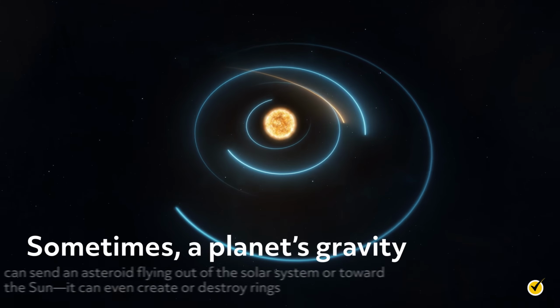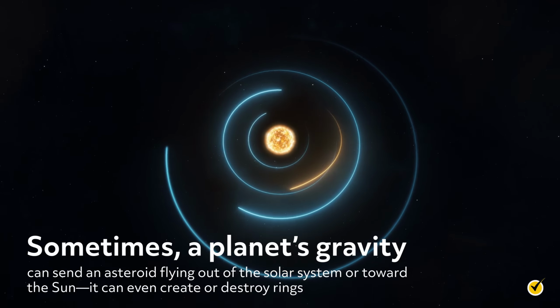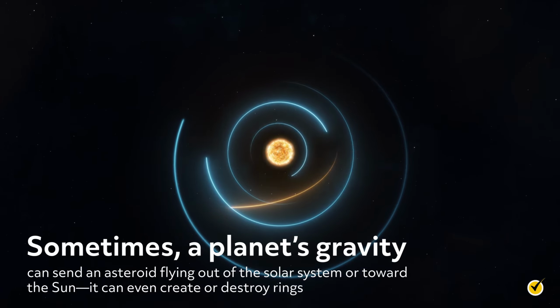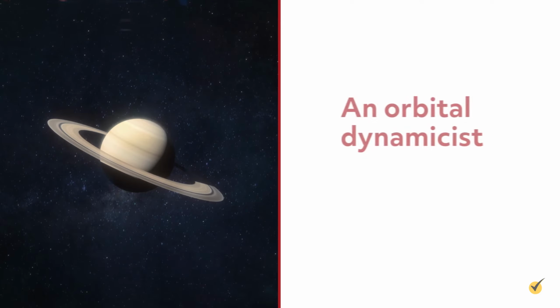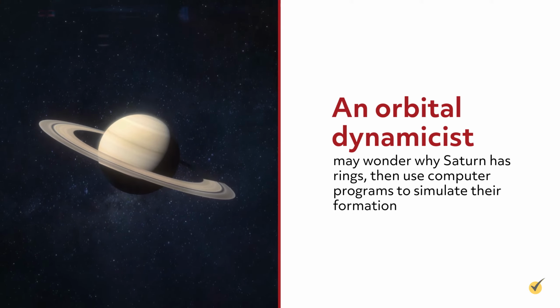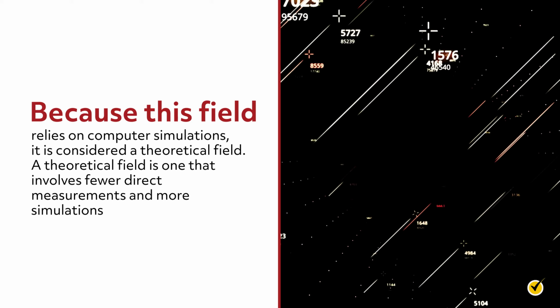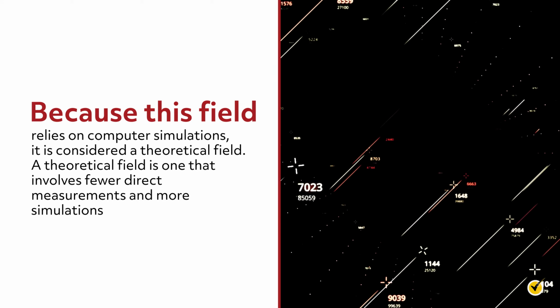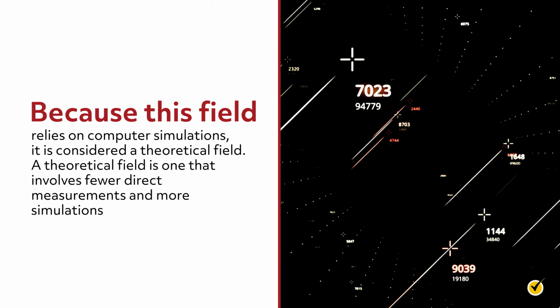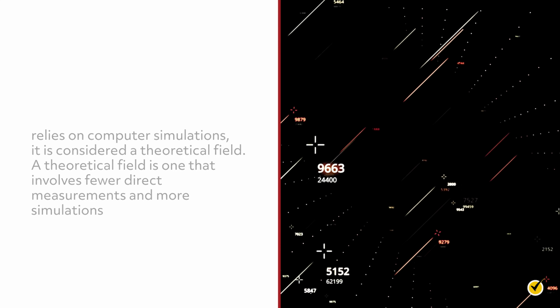Sometimes, a planet's gravity can send an asteroid flying out of the solar system or toward the Sun. It can even create or destroy rings. An orbital dynamicist may wonder why Saturn has rings, then use computer programs to simulate their formation. Because this field relies on computer simulations, it is considered a theoretical field. A theoretical field is one that involves fewer direct measurements and more simulations.